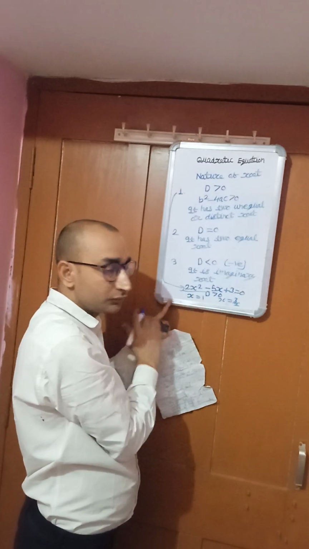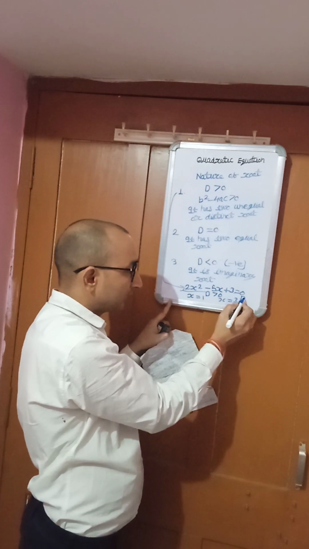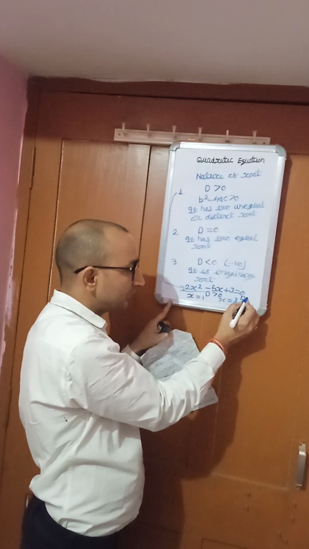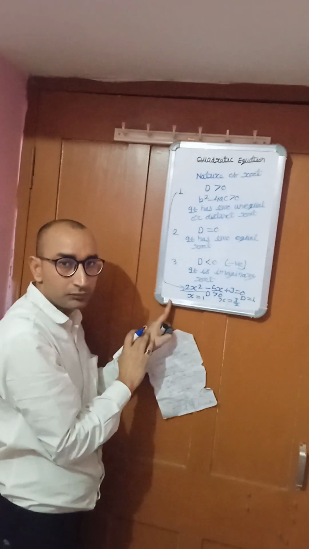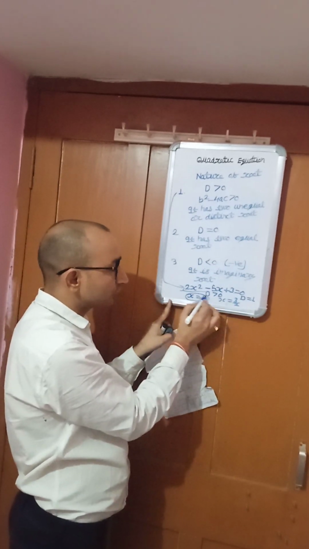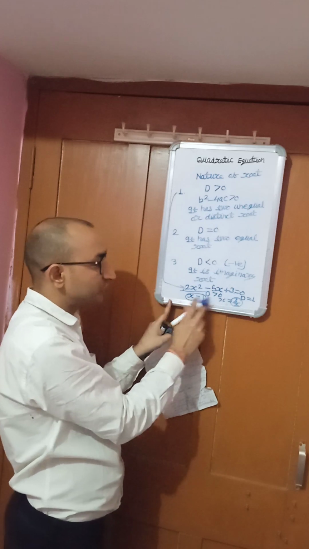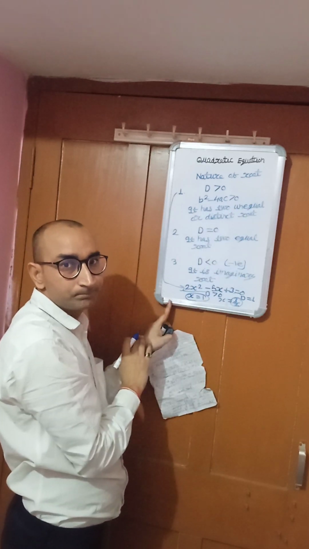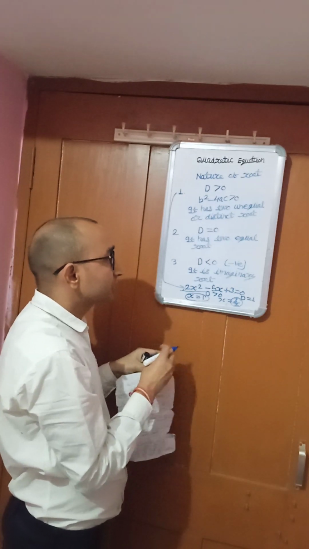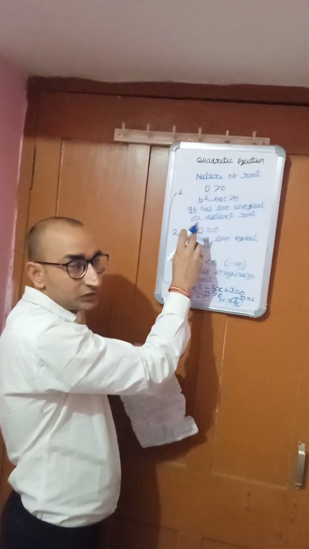If D greater than 0, here I think D equals 1, which is greater than 0, and its roots are x equals 1 and x equals 3 by 2, which are different roots. See here, unequal roots. So I want to explain one problem on this condition.